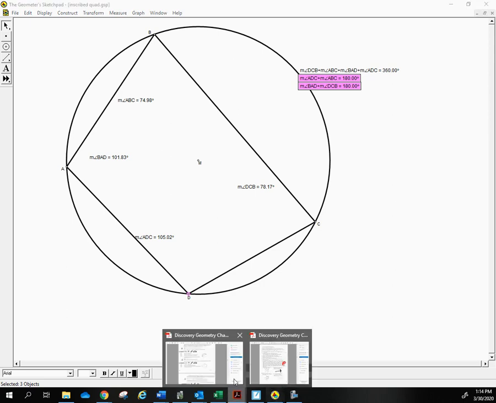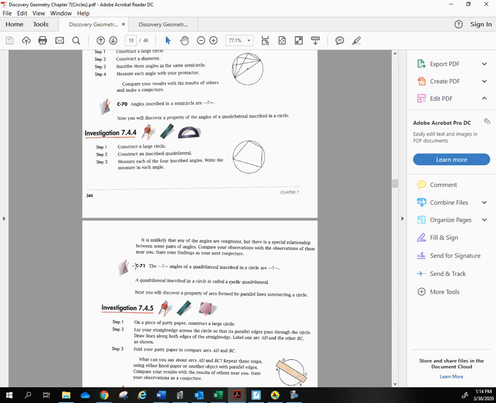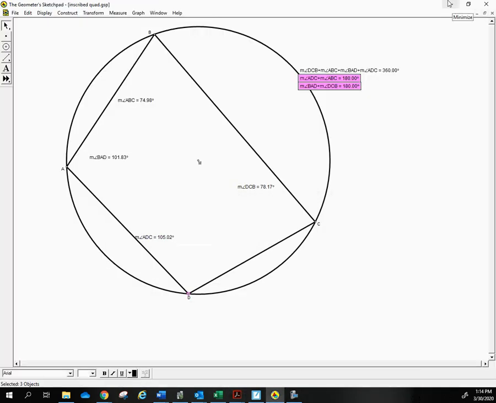So as you see in conjecture number 60 or 71, the opposite angles in a quadrilateral inscribed in a circle are supplementary to one another. A quadrilateral inscribed in a circle is called a cyclic quadrilateral. That is an important one. So do make note of conjecture 71, and eventually we're going to get to number 72 when we make parallel lines. And this is the last one that I'll be doing for this video lesson.